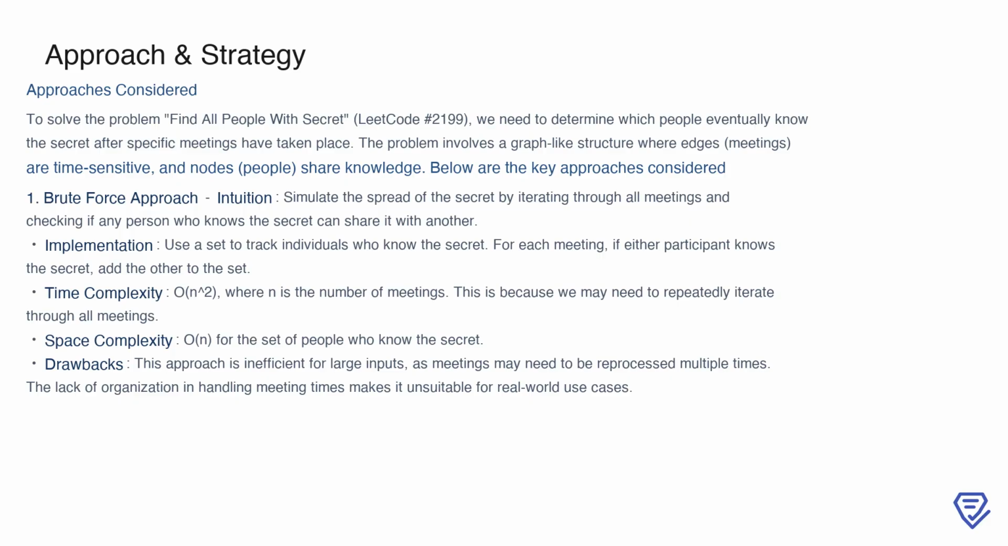The time complexity is n squared, because we may need to repeatedly iterate through all meetings. This makes it inefficient for large inputs. Additionally, the lack of structure in handling meeting times means meetings may be unnecessarily reprocessed multiple times, making this approach impractical for real-world scenarios. Overall, it's a simple but inefficient solution, especially for larger datasets.